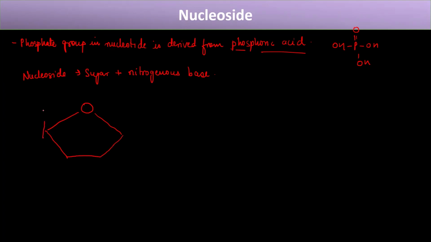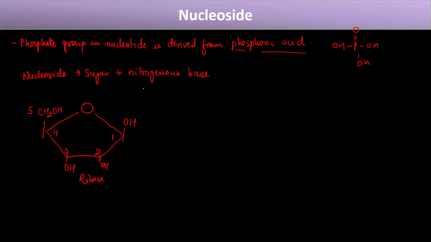Now, in this sugar ring structure, we have CH2OH here. This is the fifth position, this is fourth, third, second, and first position. At the third position, we have OH. The second position varies based on whether we are drawing deoxyribose or ribose. At the first position, we have OH. So this is a ribose. You can draw ribose by adding OH here. So this is a ribose sugar for now.